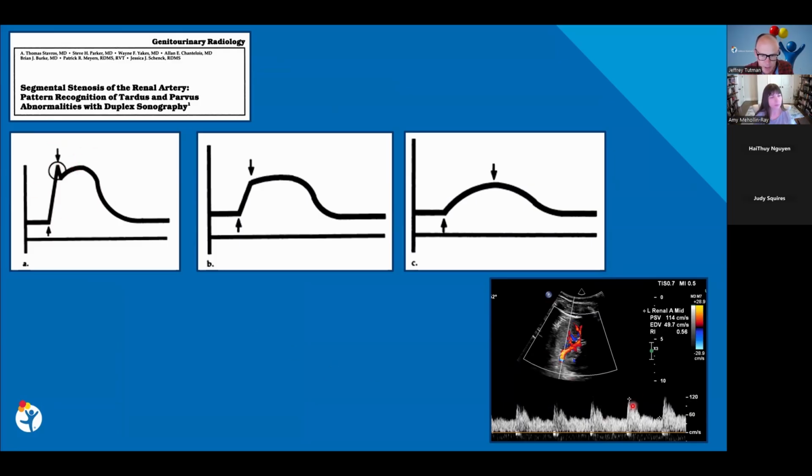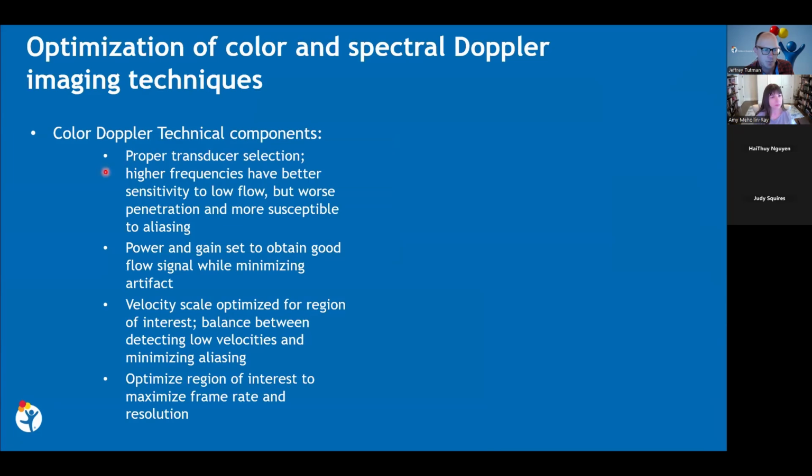Here's an example of what this looks like on an actual spectral tracing. At about 60% stenosis, you start to lose that early systolic peak. You still have a little bit of a deflection there, and then later on, over 80% stenosis, it becomes more of just a rounded waveform like this. So again, just be aware of this early systolic peak. It's one of the unique features of renal arterial spectral waveforms.